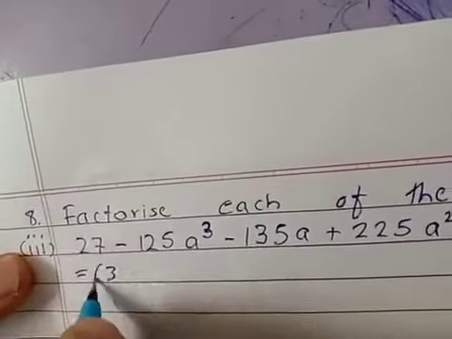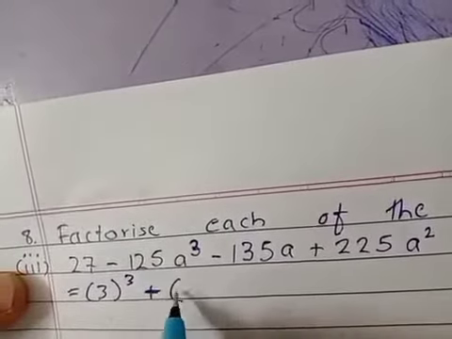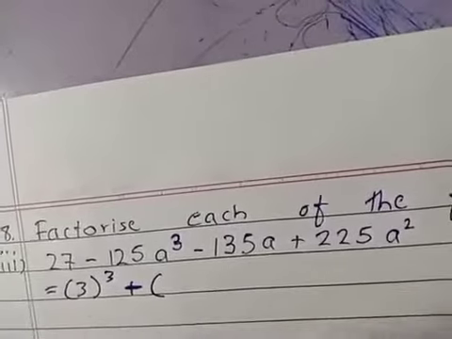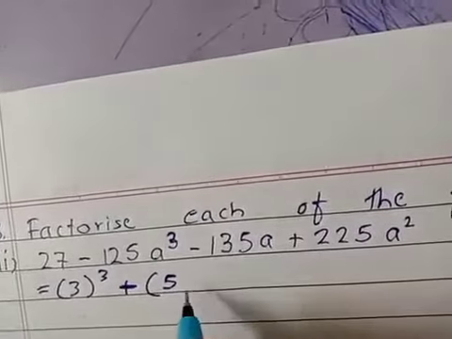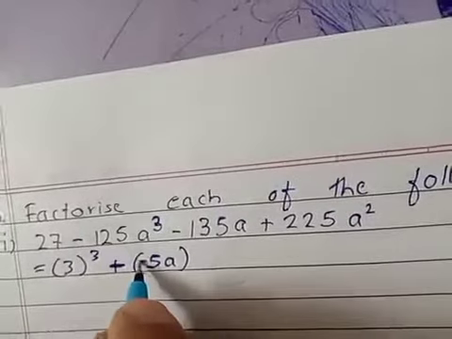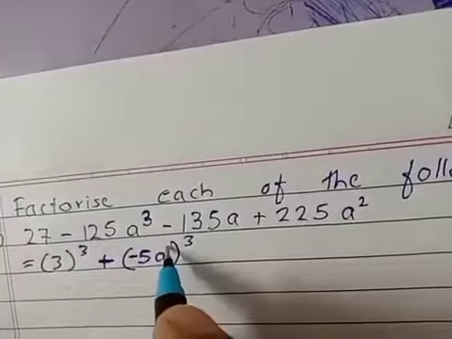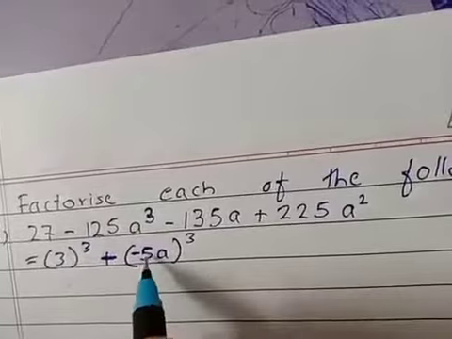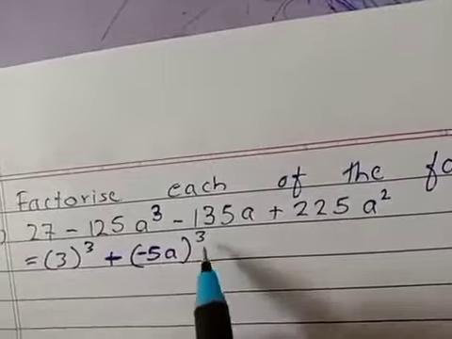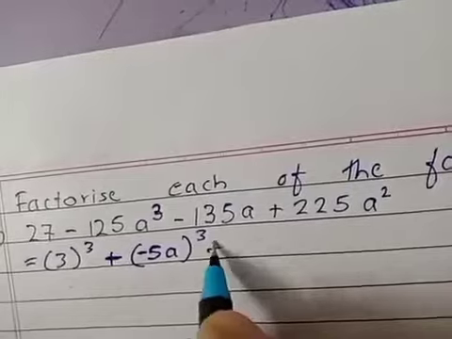27 cube root is 3, so 3 cube plus minus 125a³. So this is which cube? 5. 5 into 5 into 5 is 125. 5a, the sign you have to keep as it is, minus the whole cube. You should not write it over here, there is a difference. This will be minus 5a cube, this is different, and this is (-5a) the whole cube. This cube will be applied to this also and this also.